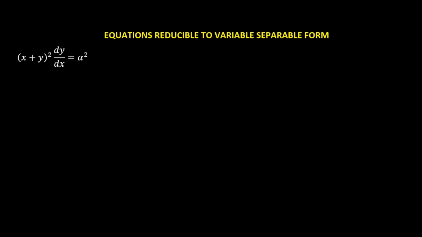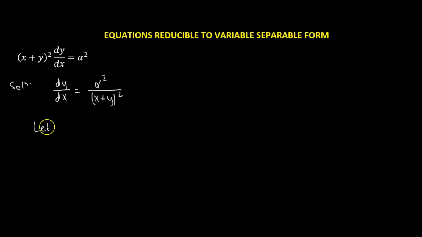So here we have a differential equation that can be reduced to variable separable form. So let us begin. We will rewrite this differential equation as dy over dx equals alpha squared divided by (x plus y) whole squared. Now we cannot separate the differentials here. That's because we have x plus y, this particular term, on the right hand side.